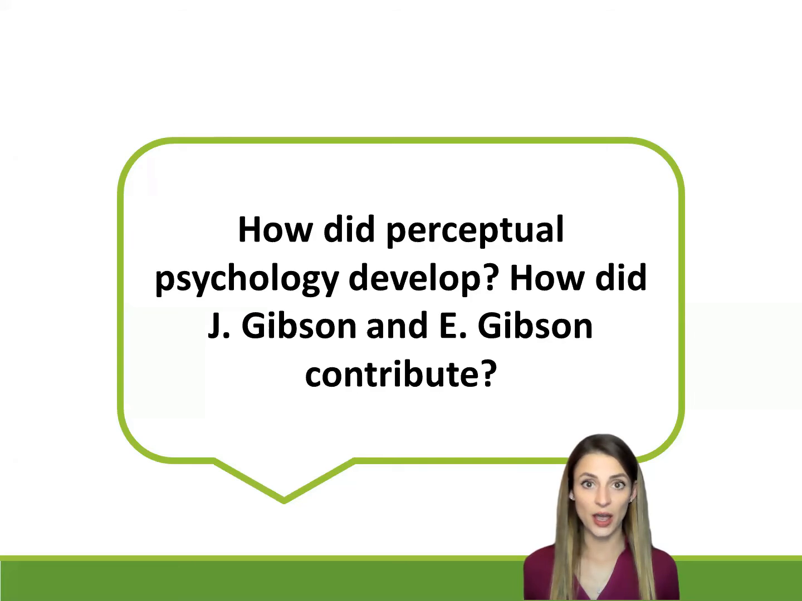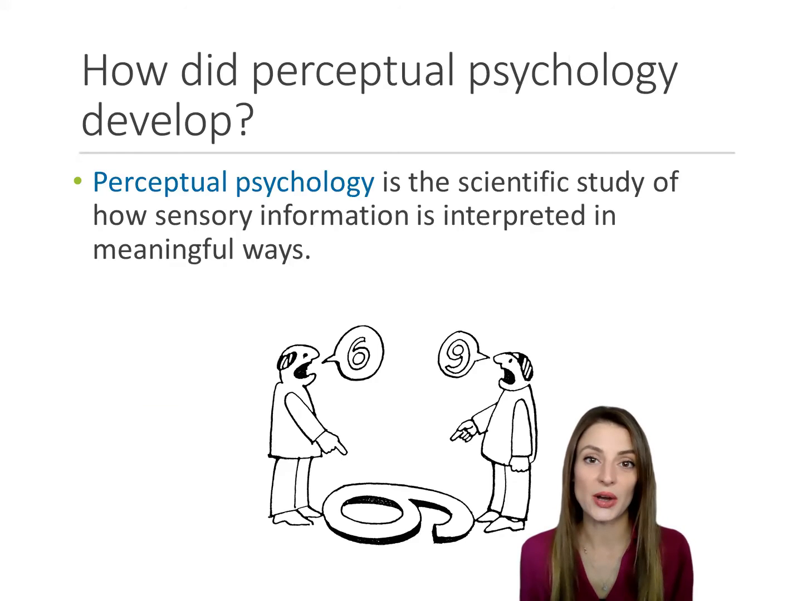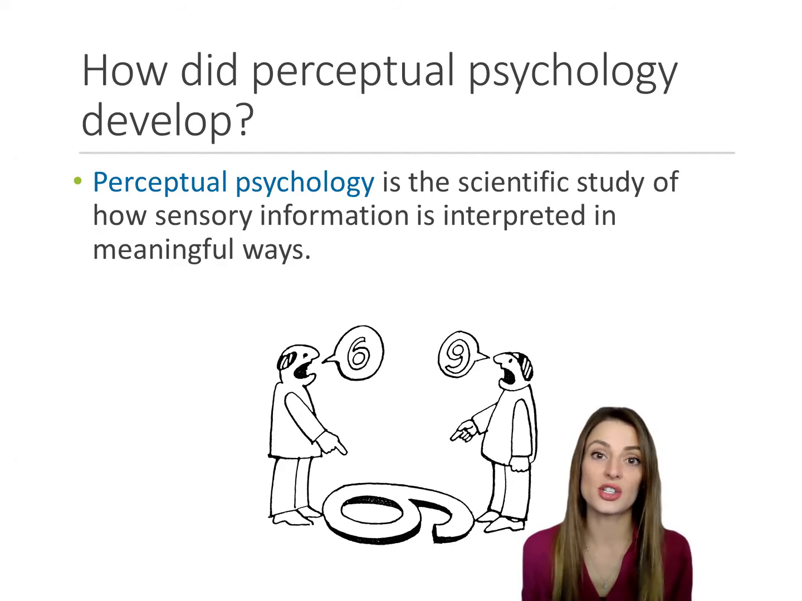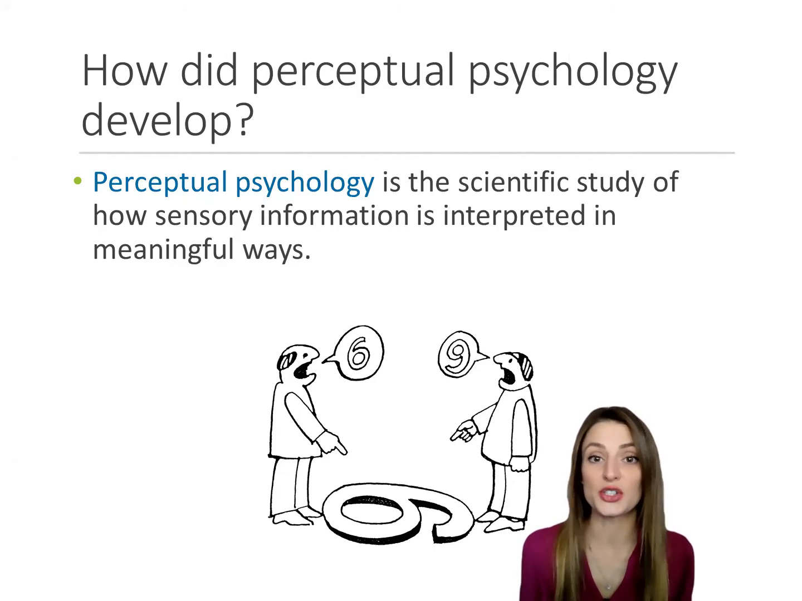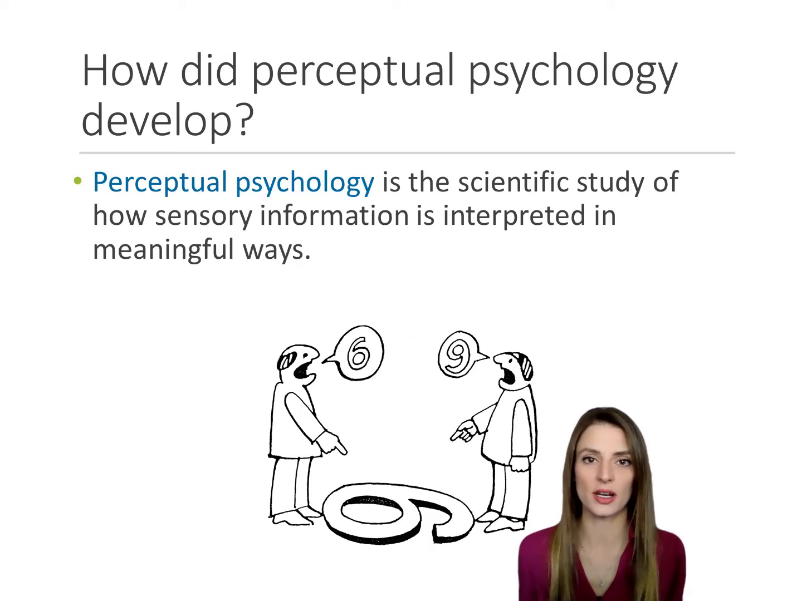Now let's take a look at perceptual psychology and learn about the contributions of two individuals, James Gibson and Eleanor Gibson. They were married. Perceptual psychology is a cousin of Gestalt psychology and cognitive psychology. It's the scientific study of how the brain interprets sensory information, how the brain takes information from our environment and turns it into meaningful information.